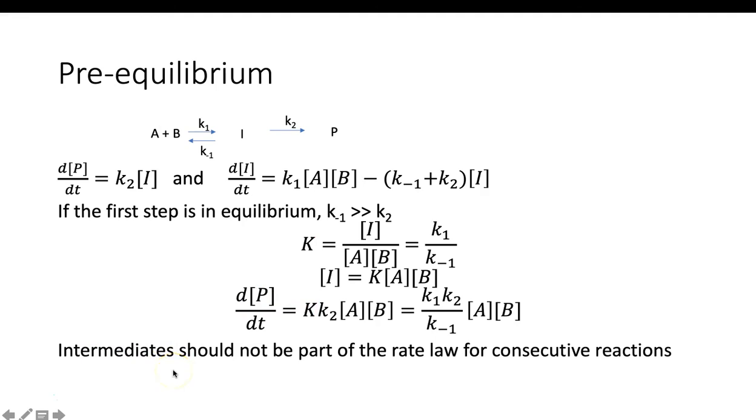So basically we end up with a rate law predicted by a pre-equilibrium two-step mechanism that does not include the intermediate, and we shouldn't include an intermediate in any of our rate laws because our experimental rate law that we're going to compare it to is not going to have an intermediate. Our experimental rate laws are with respect to reactants in terms of the reaction rates. So until next time.